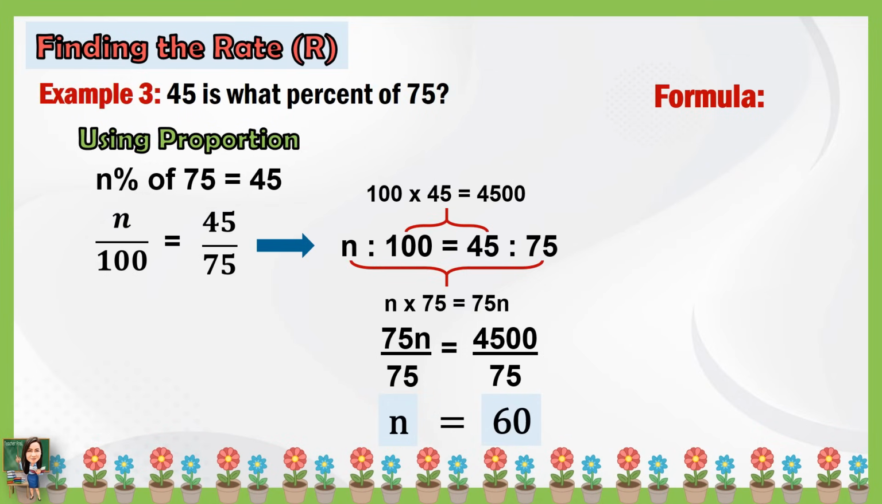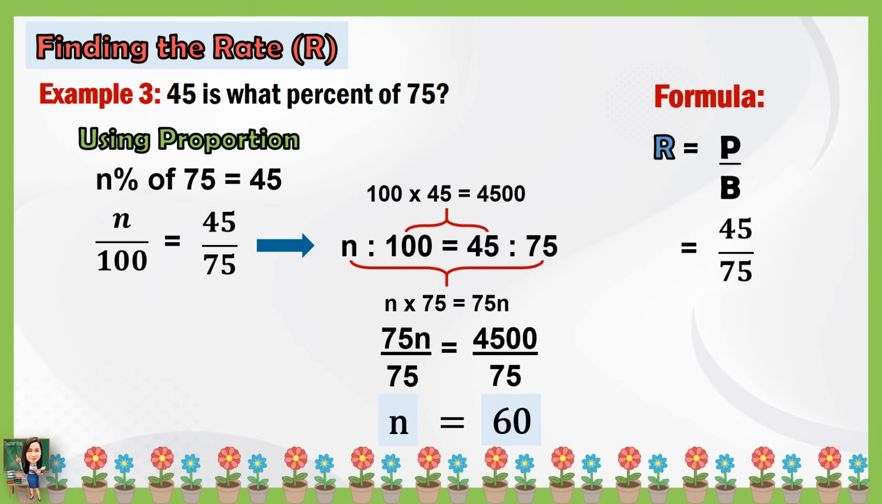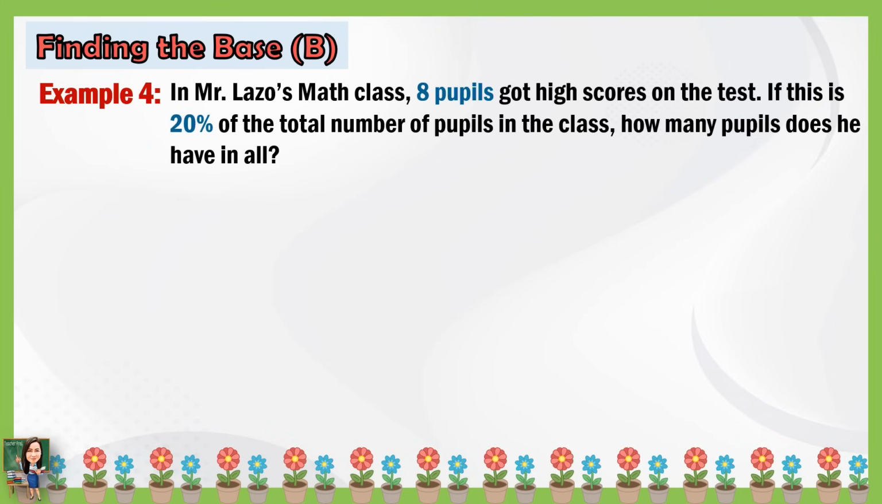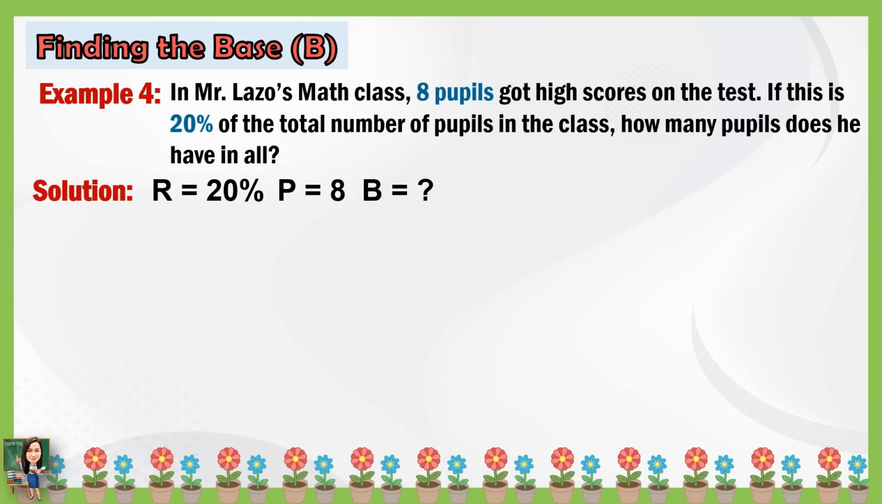The formula that we use is rate equals percentage divided by base, or 45 divided by 75 equals 60%. So the rate is 60%. Now, finding the base. Example number 4. In Mr. Lazo's math class, 8 pupils got high scores on the test. If this is 20% of the total number of pupils in the class, how many pupils does he have in all? The solution is: rate is 20%, percentage is 8, base is missing.